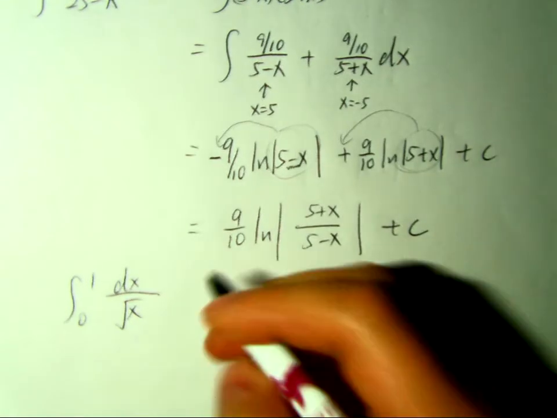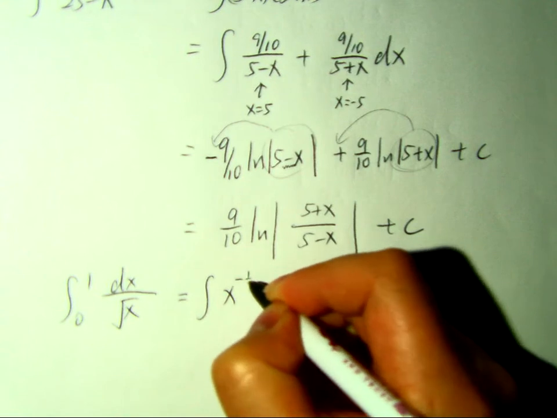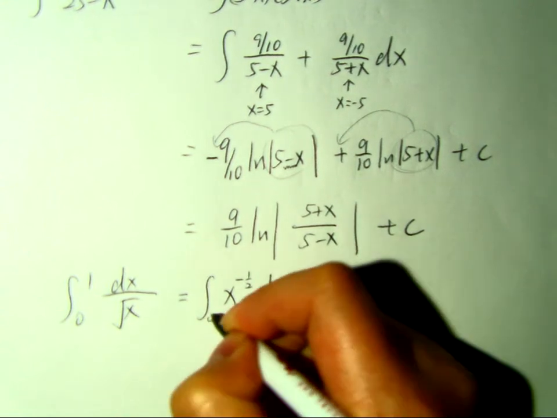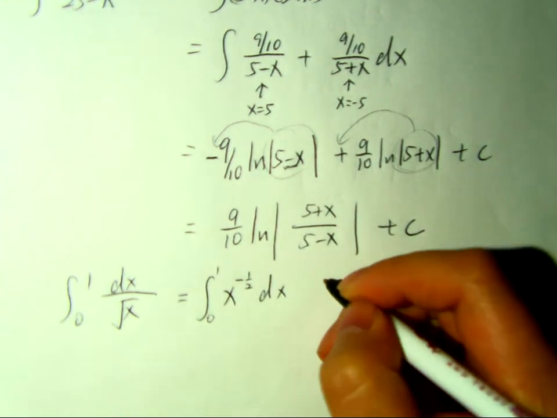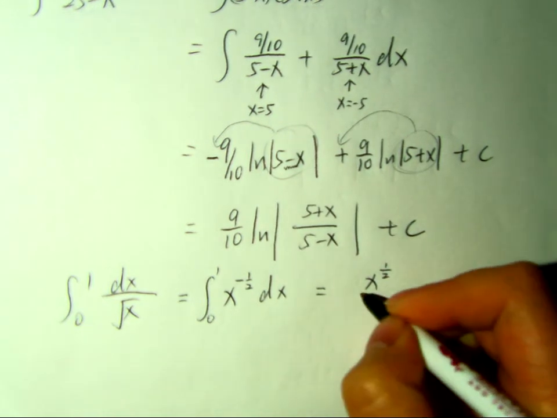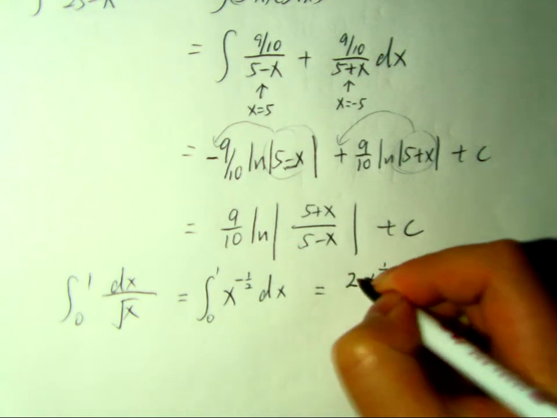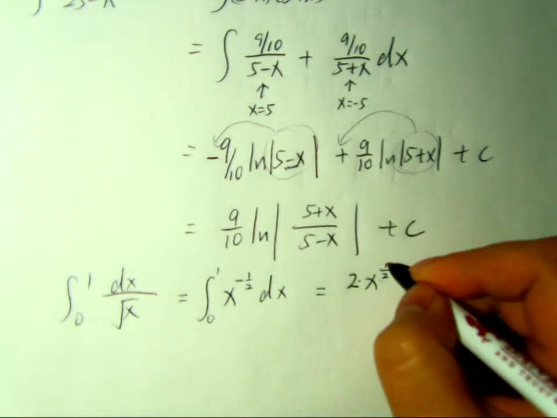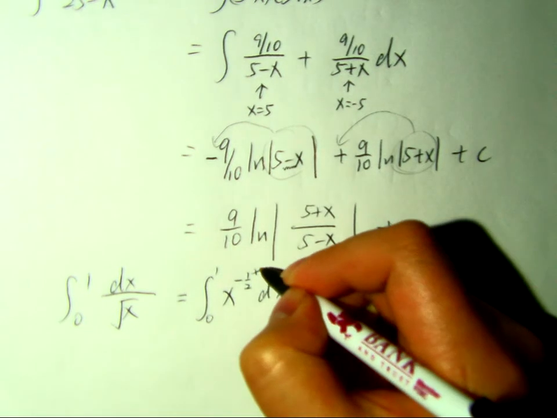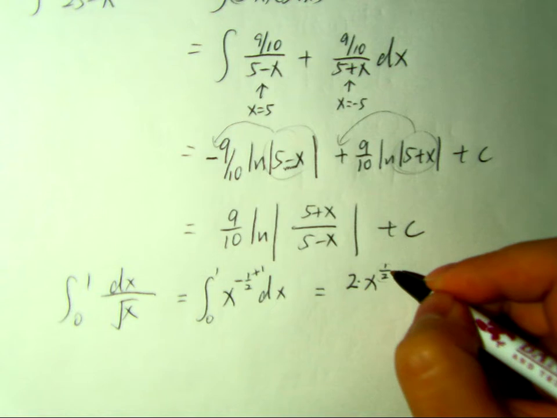For this one, we rewrite this as x to the power negative 1/2 first. Then you're able to do the power rule, which will be x to the power 1/2. And when you divide by 1/2, that will change to a positive 2 in front. And where does this 1/2 come from? Because you add 1 to this exponent. That's how you're able to get a positive 1/2.